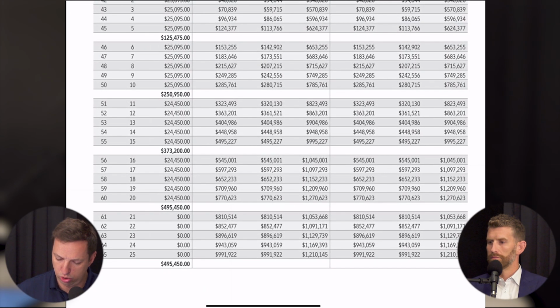We're looking at year 20. Again, it's the same premium going in, 25 for 10, then dropping down to 24. Year 20, our cash value, $770,000. The One America had a total cash value of $681,000 in the 20th year, so $90,000 more.